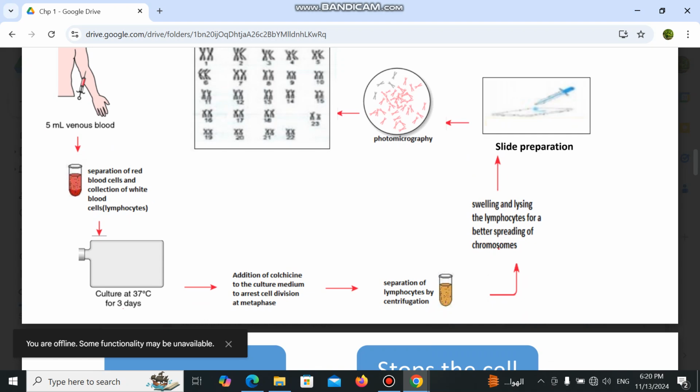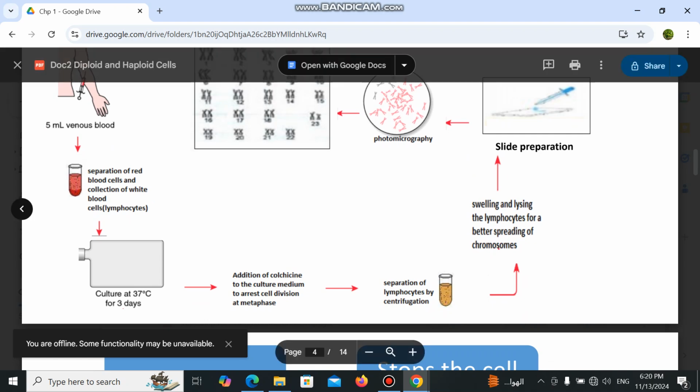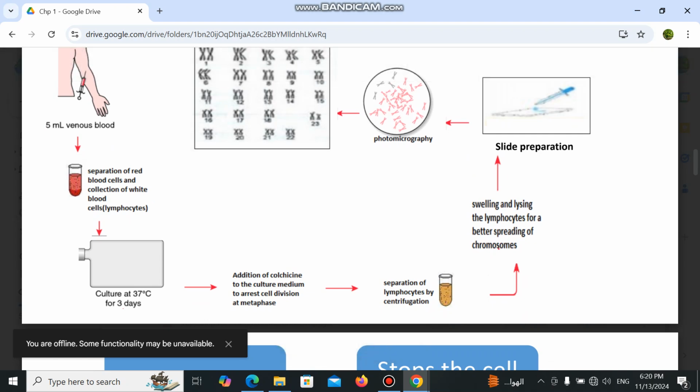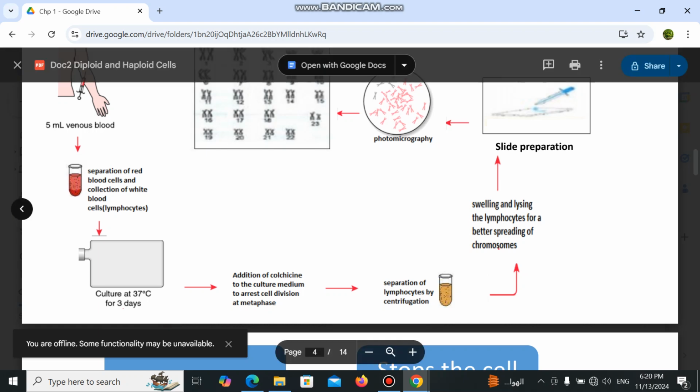we can't use the red blood cells for karyotyping simply because red blood cells have no nucleus, and the chromosomes are found in the nucleus, so we should benefit from the white blood cells. Because the number of white blood cells is small, this sample of blood is cultured at 37 degrees, which is the body temperature, for 3 days in order to obtain a bigger amount of white blood cells.